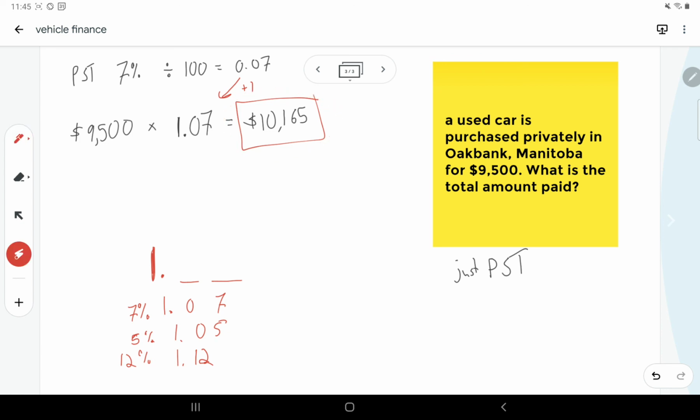Now, if you want just the taxes, like just how much tax you're paying, then you don't use this one. You use the last method. But if you want just the total, then this shortcut will save you just a little bit of time and make doing taxes just a little bit easier.